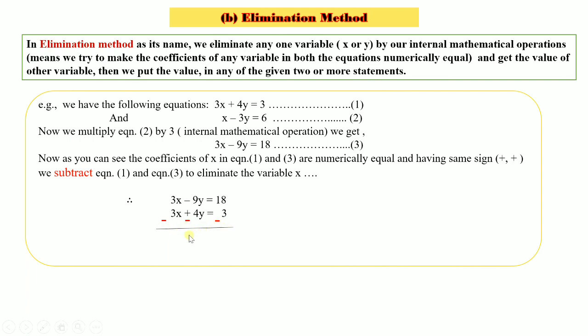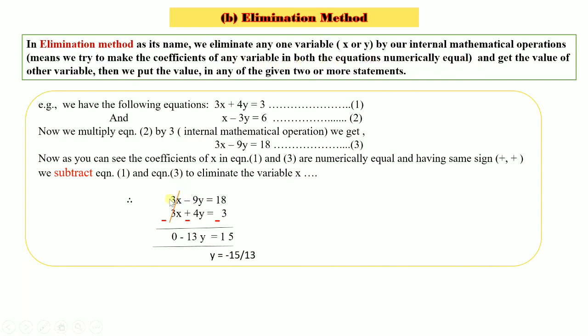And now let us calculate it. 3x minus 3x cancelled. Minus 9y minus 4y is equal to minus 13y. This is 0 and equals 18 minus 3, which is 15. So y is equal to 15 upon minus 13, that can be written as minus 15 upon 13. So this is what I was talking about with internal mathematical operations, means we try to make the coefficients of any variable in both the equations numerically equal.